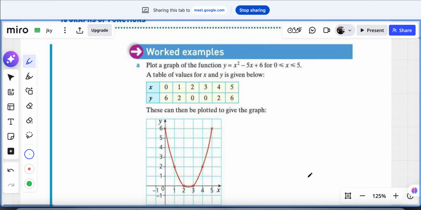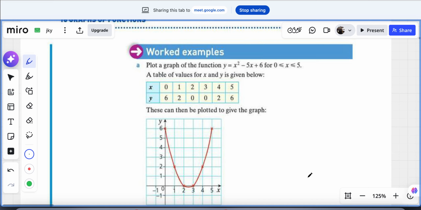If they don't give you the domain to choose, you choose yourself from 0 to 4, 0 to 5, or from -3 to +3. You choose values of x, and then you get the corresponding value of y, and then you plot your graph. Now, how do you plot your graph? Trace 0 to 6. 0 on the x-axis, you come here, trace it to 6 on the y-axis, to this place.